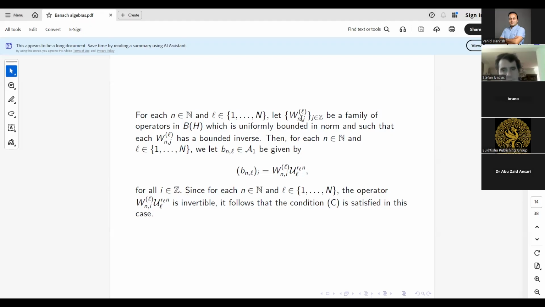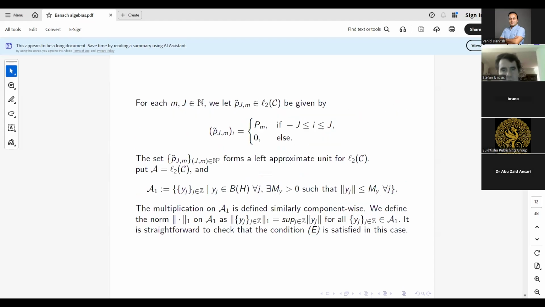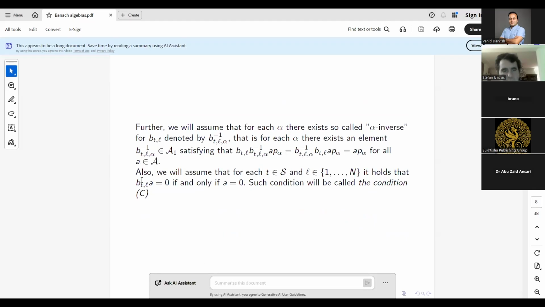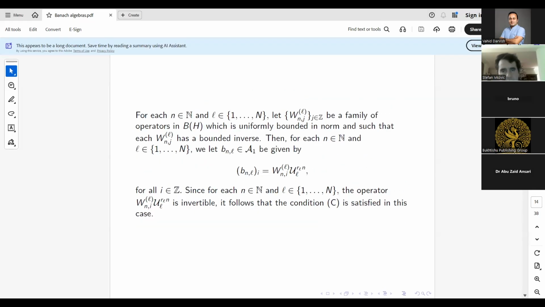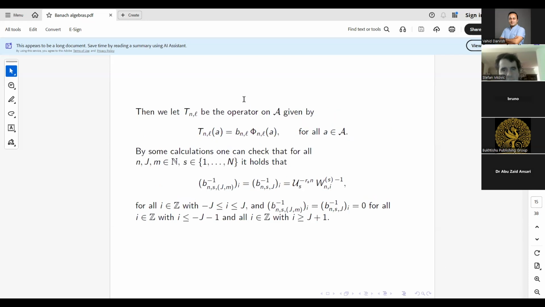And then, since each such operator has a bounded inverse and is invertible, one can check that the condition C is satisfied in this case here. Recall what is the condition C. It requires that B T_l A is 0 if and only if A is 0. This is simply checked easily component-wise because this is an invertible operator for every i. And finally, we define now T_{n,l} in the standard way here.